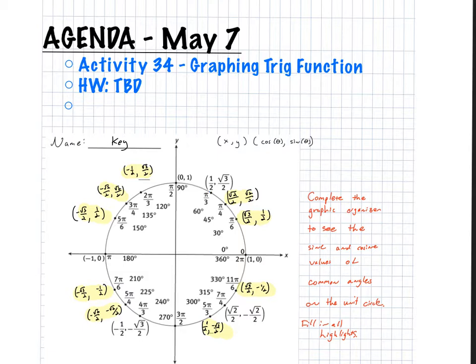We're diving into activity 34, which introduces graphing trig functions. We'll have two separate videos today. This first one will focus just on introducing the idea of periodic functions, and the second one will focus on the sine function. So having your unit circle, that graphic organizer, may be helpful to reference those important values of the sine function.